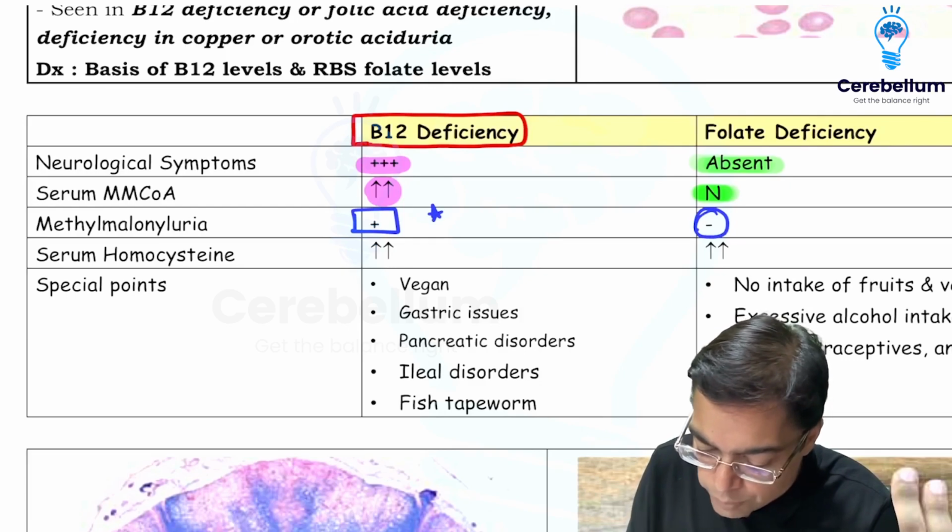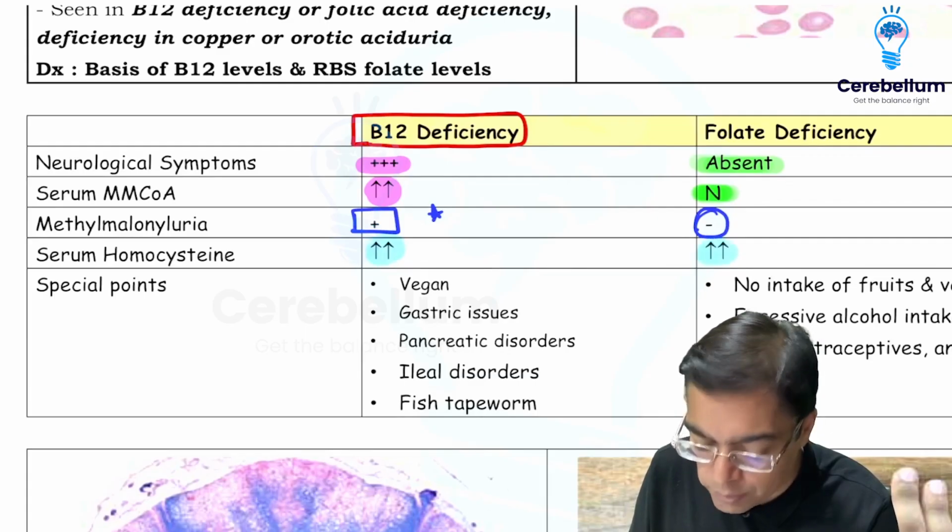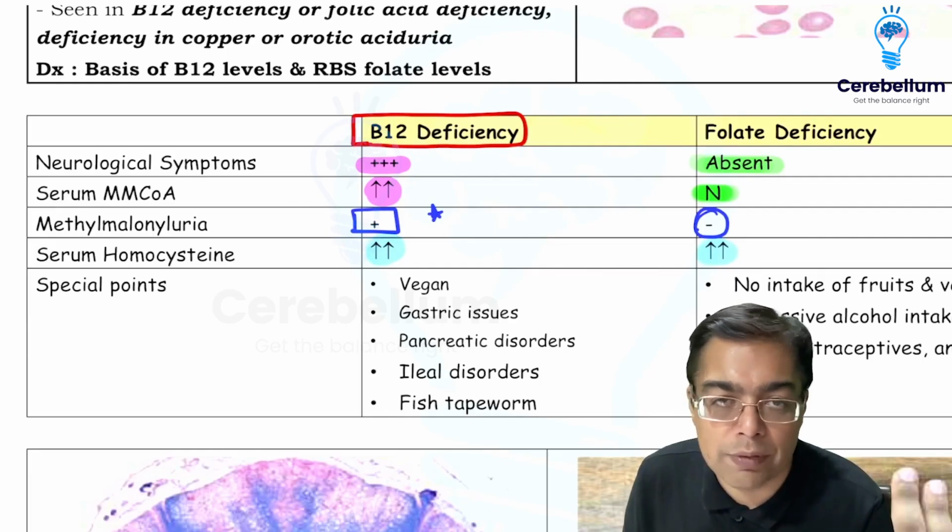Something which is not going to be useful in differentiating between B12 deficiency and folic acid deficiency: in both these conditions, the test is going to come out abnormal. Homocysteine levels are elevated in both of them.